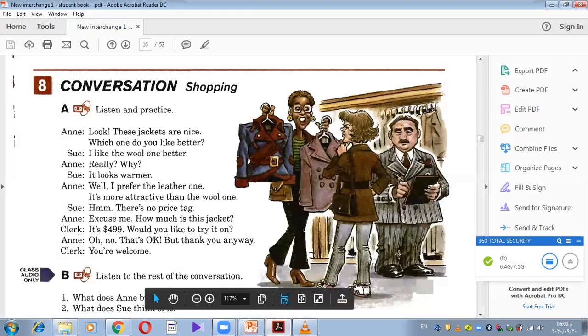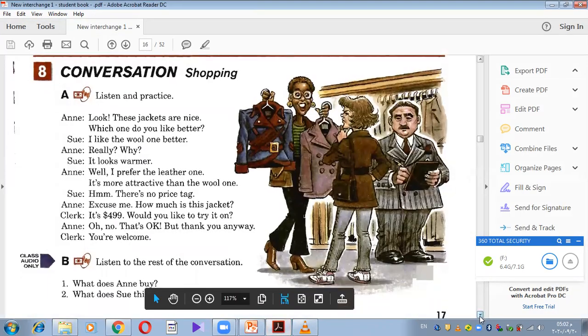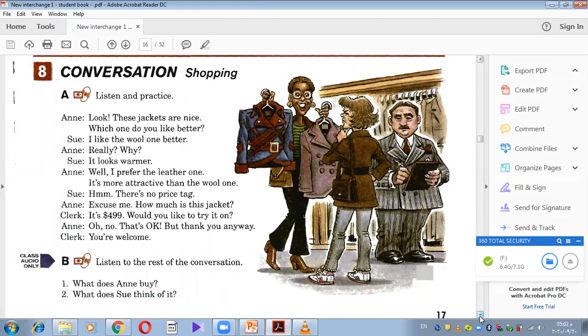Page 17, Exercise 8, Conversation, Shopping, Part A. Listen and practice. Look, these jackets are nice. Which one do you like better? I like the wool one better. Really? Why? It looks warmer. Well, I prefer the leather one. It's more attractive than the wool one. There's no price tag. Excuse me, how much is this jacket? It's $499. Would you like to try it on? Oh, no, that's okay. But thank you anyway. You're welcome.